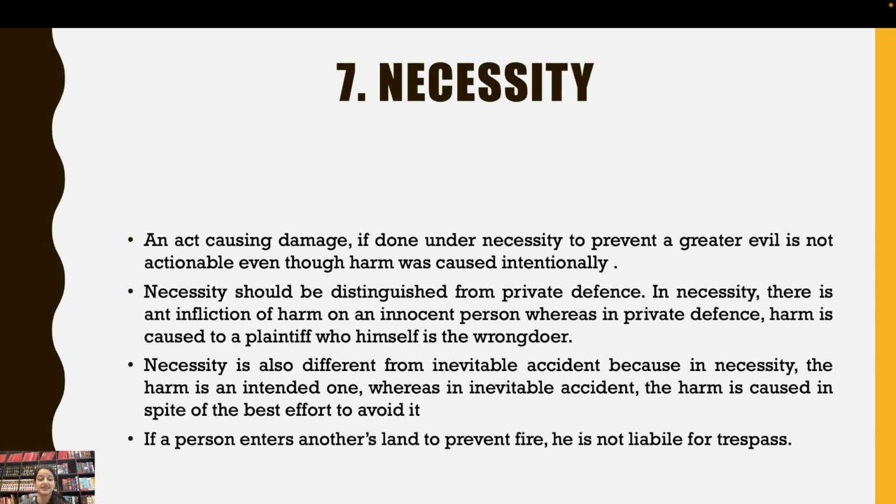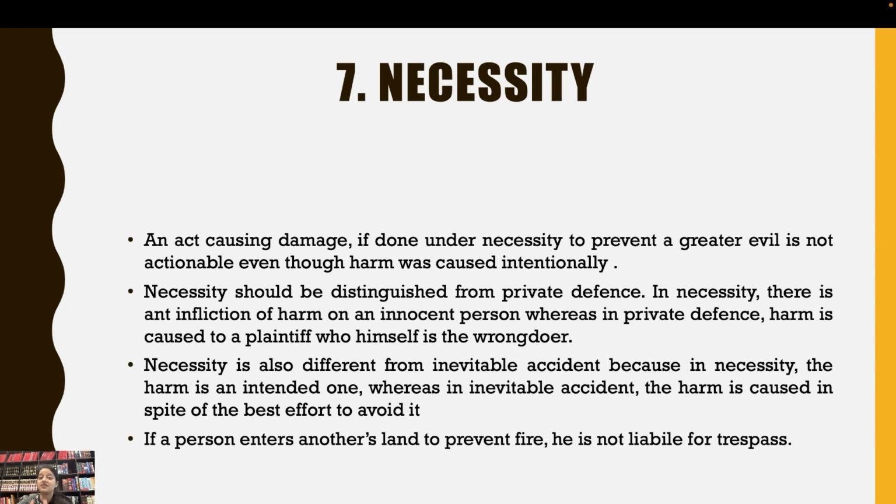The next category is necessity. Now, we will also differentiate necessity from private defense. An act causing damage, if done under necessity to prevent a greater evil, is not actionable even though the harm was intentionally caused. In this case of necessity, you do an act to prevent a greater evil, a greater damage. Necessity should be distinguished from private defense.